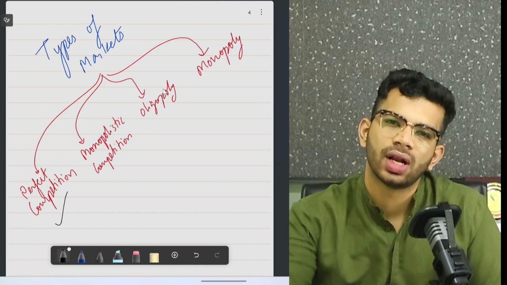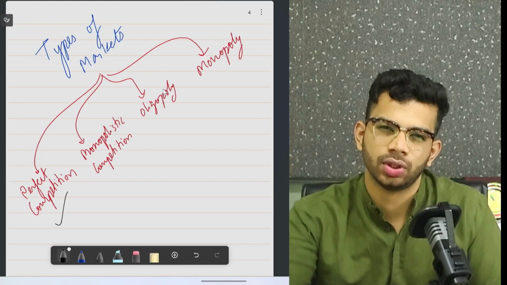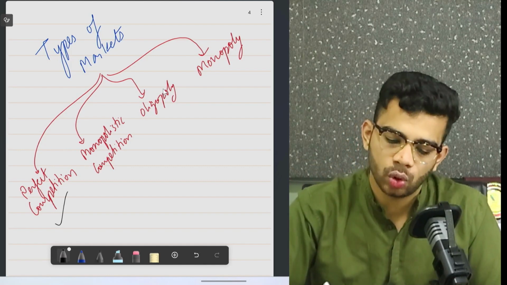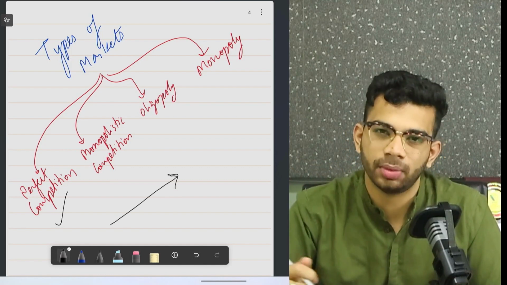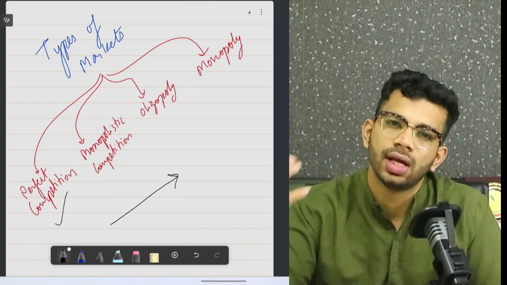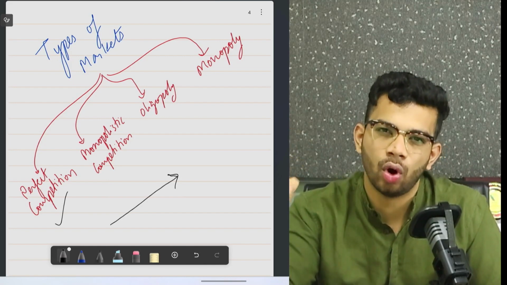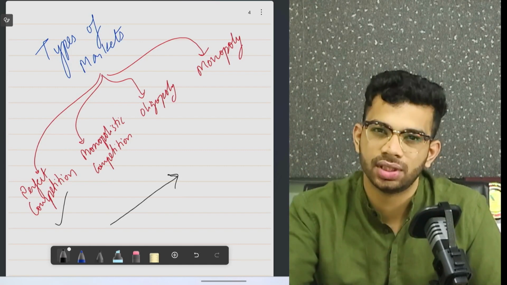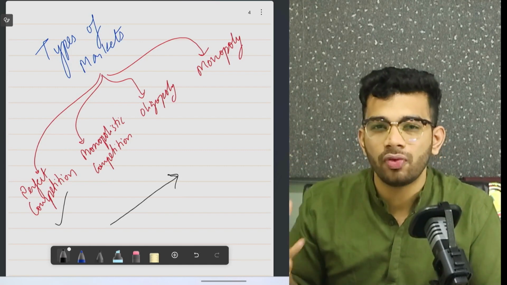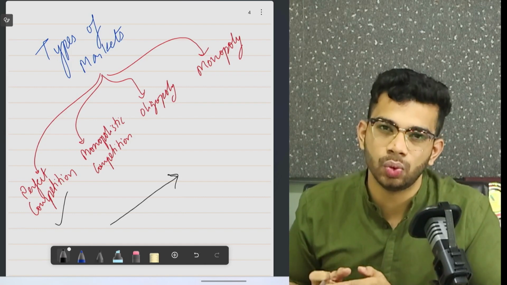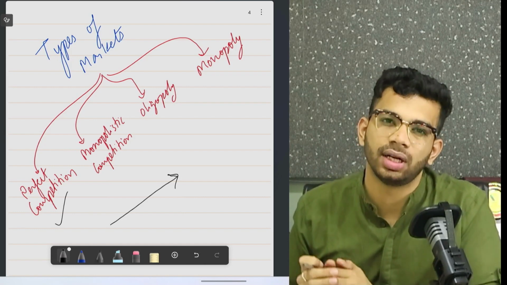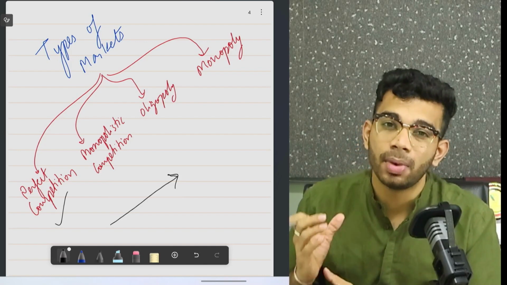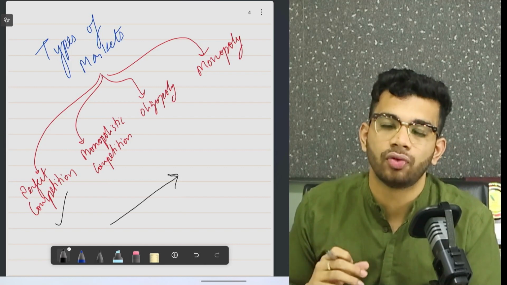Coming on to the next one, we have monopolistic competition. Now, what exactly is monopolistic competition and how is it different from perfect competition? As we go along, from the left towards the right, the number of sellers in the market goes on decreasing, and the amount of differentiation, the amount of difference that you can create between you and your competitors, increases. For example, in a monopolistic competition, there are still a large number of sellers in the market, but they can differentiate themselves from their competitors.